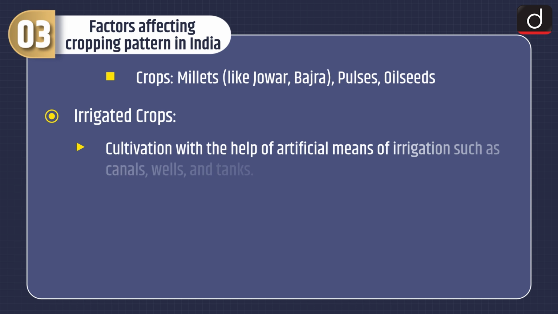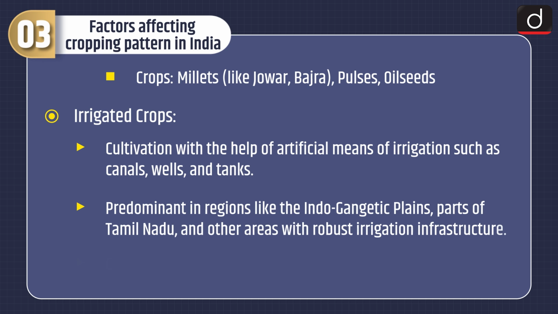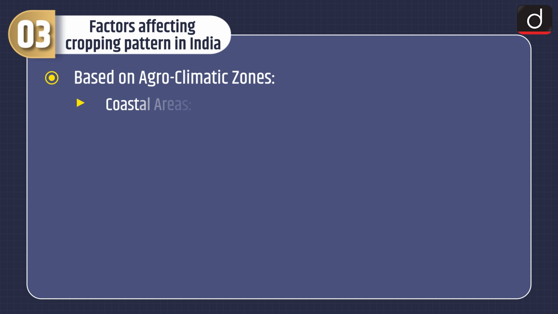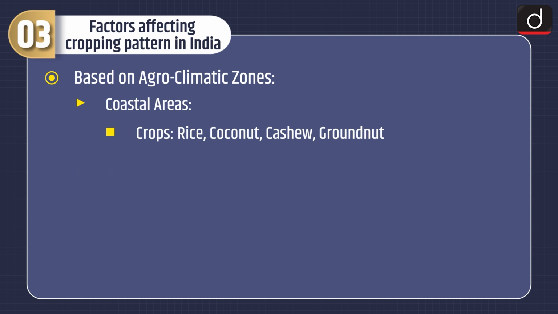Irrigated crops. Cultivation with the help of artificial means of irrigation such as canals, wells and tanks. Predominant in regions like the Indo-Gangetic plains, parts of Tamil Nadu and other areas with robust irrigation infrastructure. Crops include rice, wheat, sugarcane, cotton. Based on agro-climatic zones. Coastal areas. Crops: rice, coconut, cashew, groundnut. Desert regions, example Rajasthan.